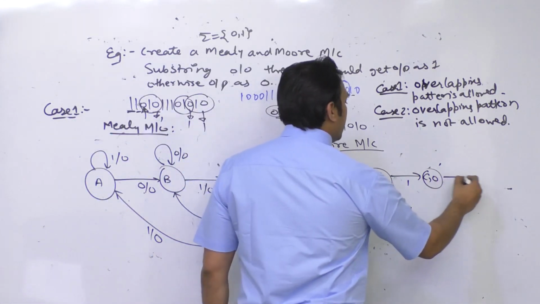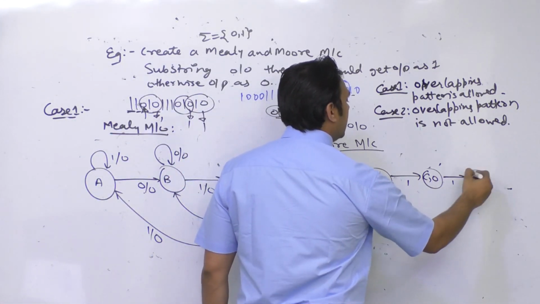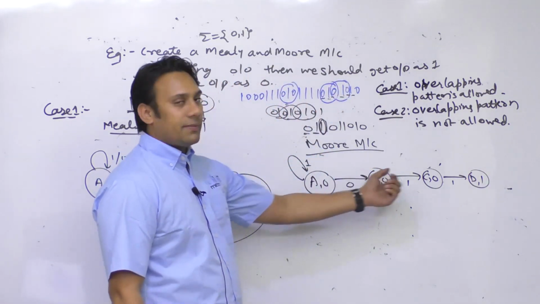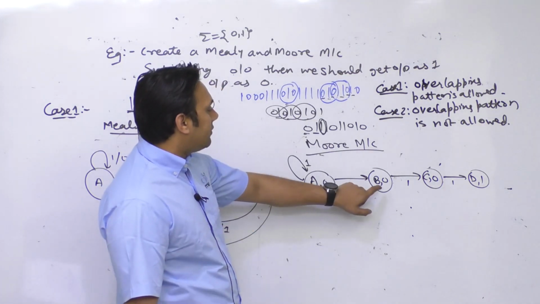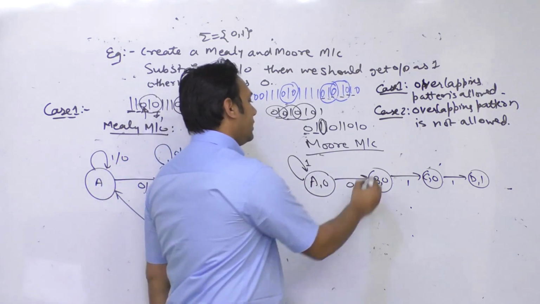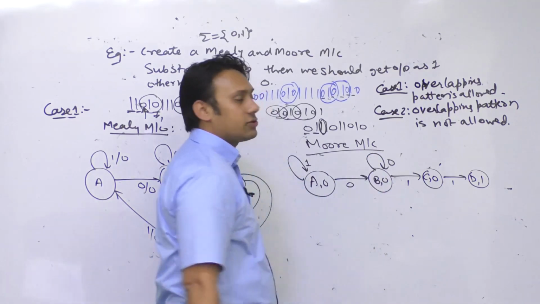Now if we get a 1, we go to state D and we are producing output as 1. Okay, so this is the basic skeleton. Now we have to tell in case of state B, if we get one more 0, what happens? So if we get one more 0, we go to the state B also.